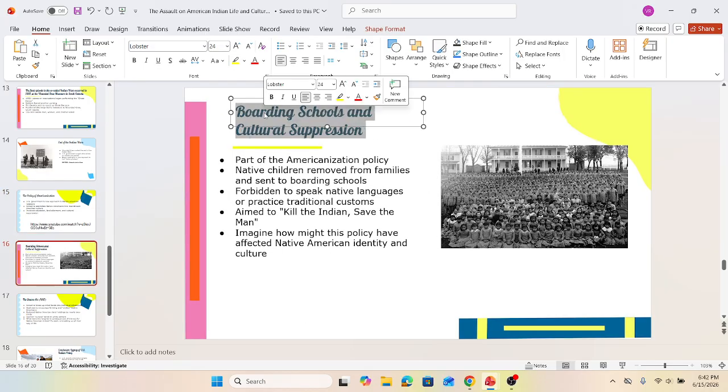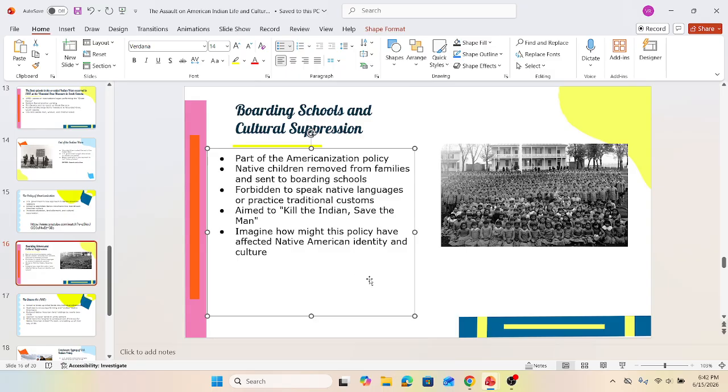One of the more horrible things that I think happened during Americanization was boarding schools for Native American children. They were forcibly removed from their families and sent to boarding schools. Native American children were dressed like white Americans, forbidden to speak their native tongues, forbidden to practice traditional customs. So they were forced to be American. They even had the slogan, "Kill the Indian, save the man." So you can imagine how this policy affected Native American identity and culture. The whole point was to wipe away their identity and culture.